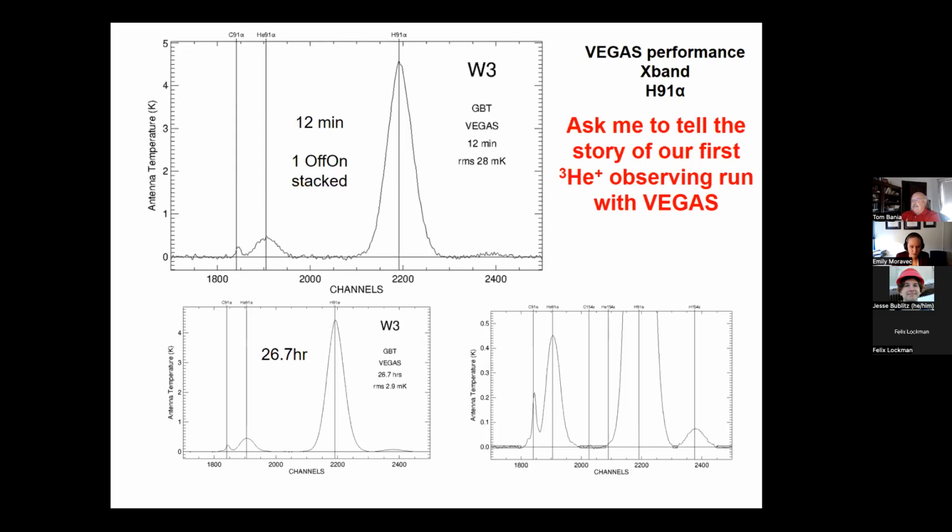Okay. So someone wanted to know if you could use the new ultra wideband receiver to get more radio recombination lines. I don't know enough about that receiver. I don't have any sensible thing to say to that.